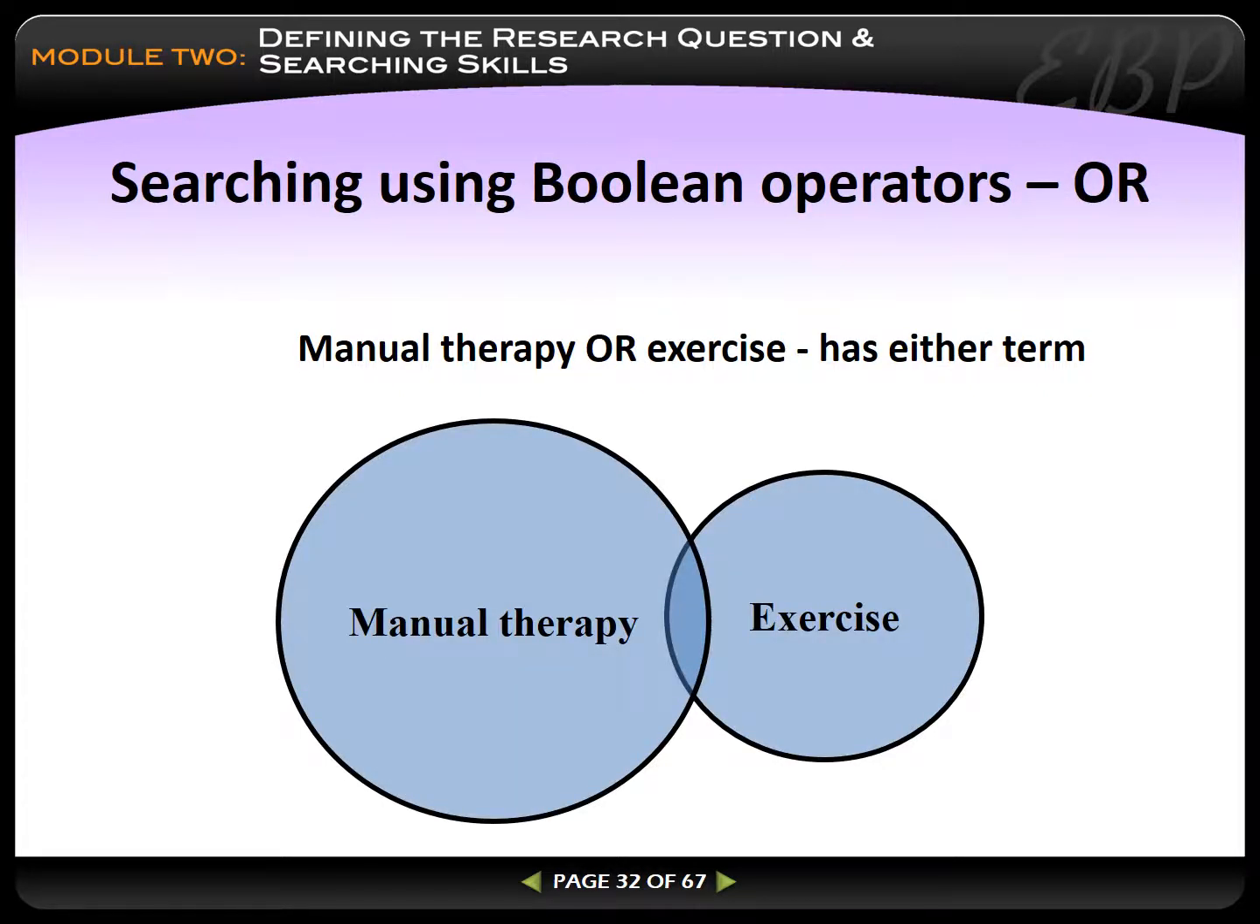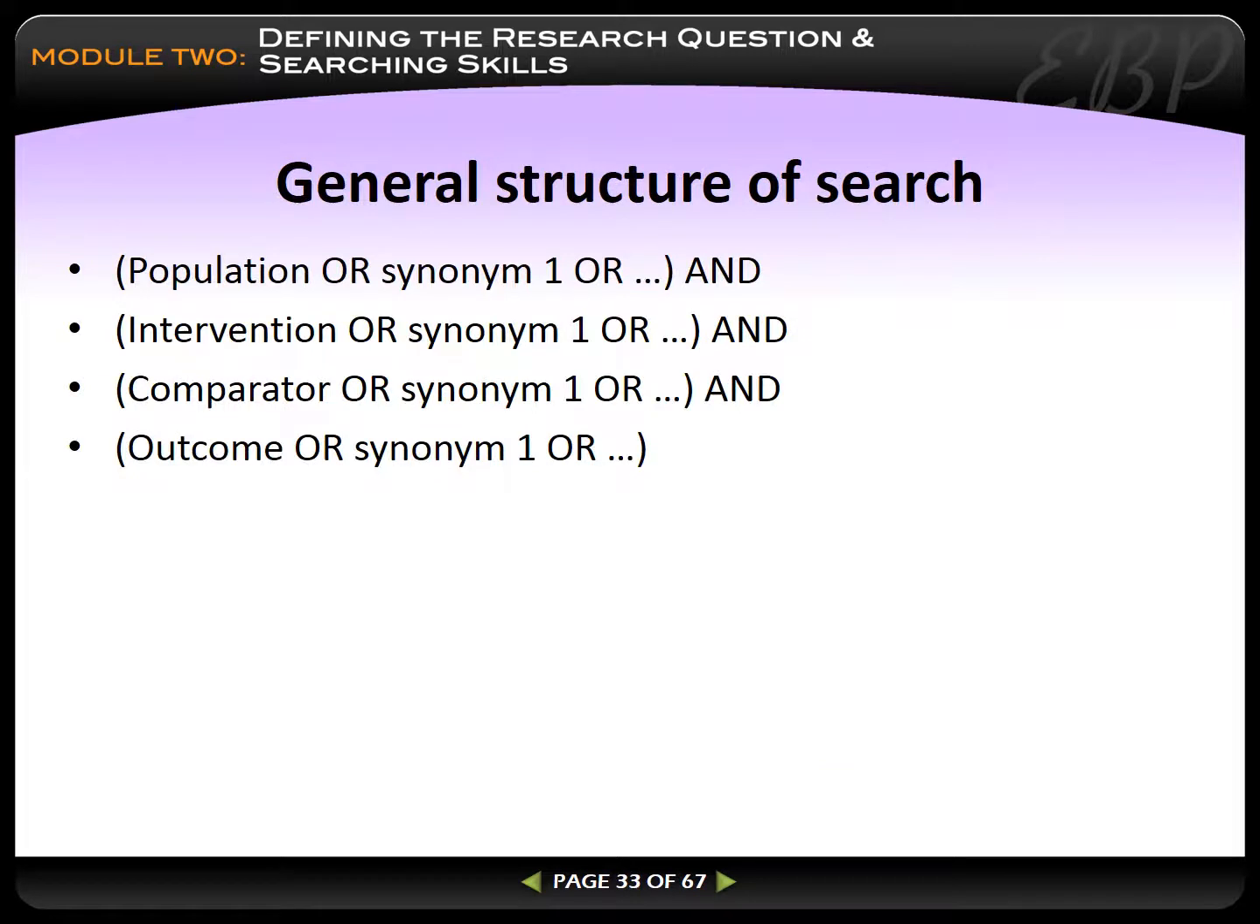However, if you use what is called a Boolean operator like OR, then you will get all of these articles, everything in blue, manual therapy and exercise. And you would find that the exercise could be totally unrelated to manual therapy or anything you're interested in. Could be exercise for seniors and gym programs.